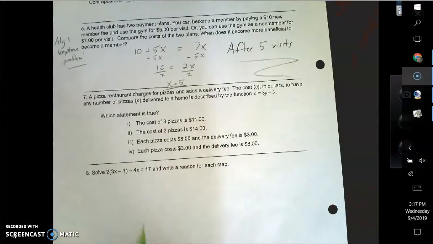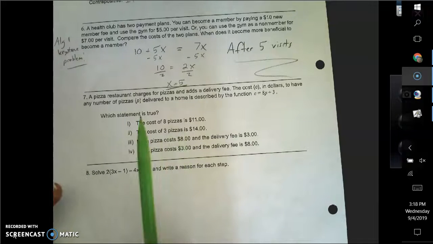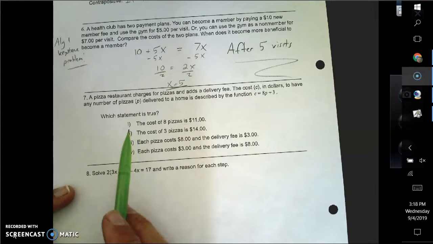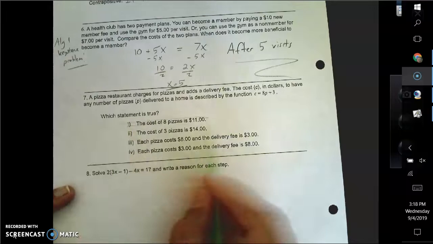Number 7. A pizza restaurant charges for pizzas and adds a delivery fee. The cost C in dollars to have any numbers of pizza P delivered to a home is described by the function C equals 8P plus 3. Which statement is true? The cost of 8 pizzas is $11. I wish that was true more than anything because I would love to have 8 pizzas for $11. That doesn't make sense.